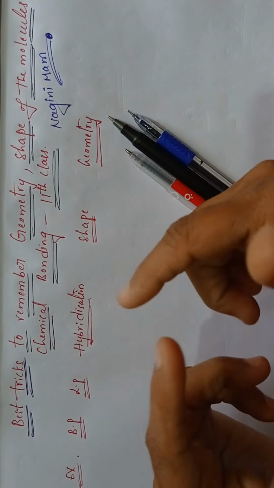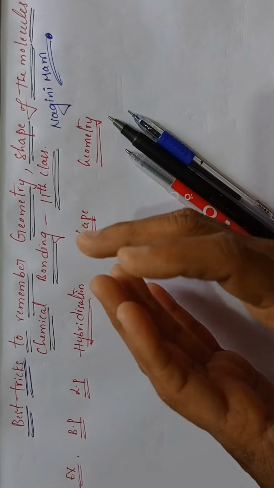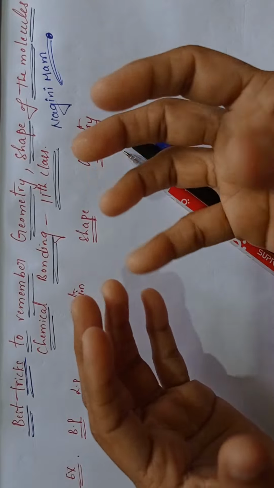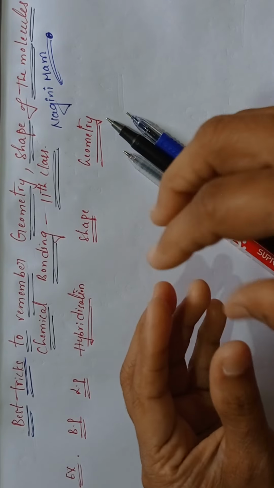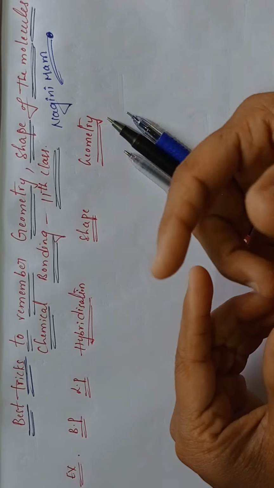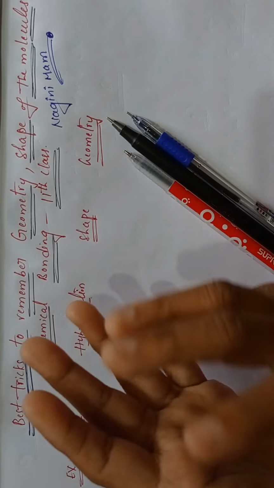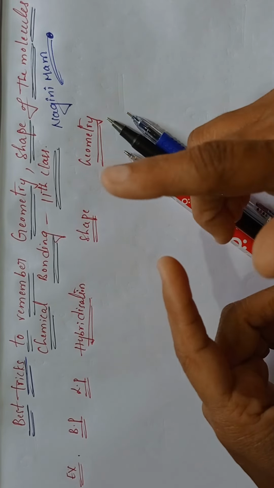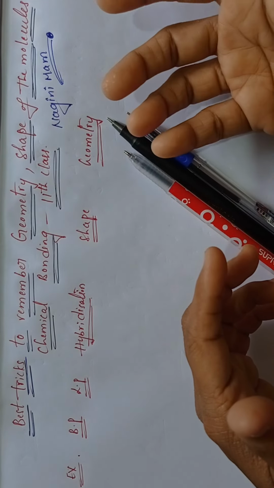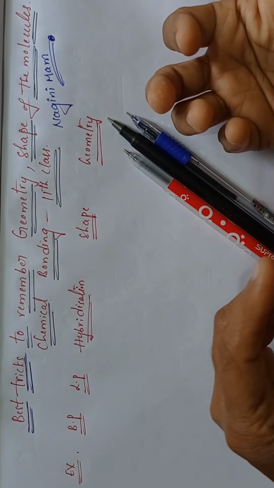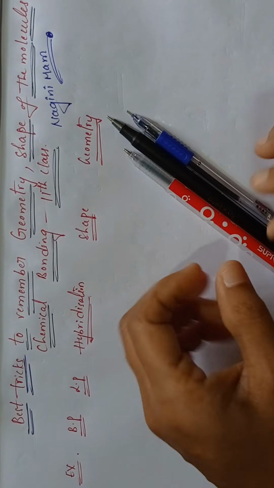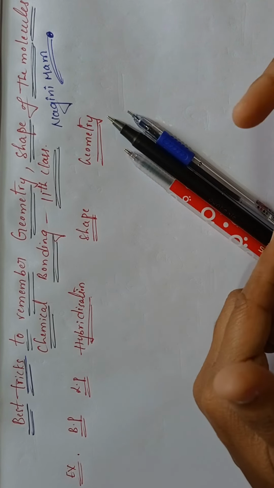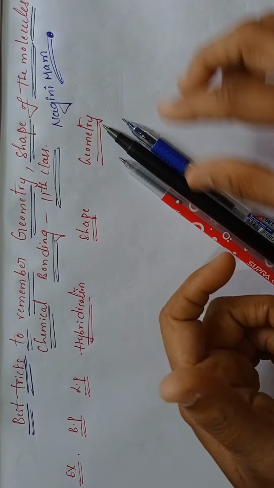If lone pairs of electrons are absent, then according to hybridization those shapes are fixed. But if lone pairs of electrons are present in the molecule, then according to VSEPR theory you have to follow the shape. Because whenever lone pairs of electrons are there, according to VSEPR theory, lone pair-lone pair repulsion is greater than lone pair-bond pair repulsion, which is greater than bond pair-bond pair repulsion. Repulsions are more. So if lone pairs are absent, according to hybridization the shapes are fixed.